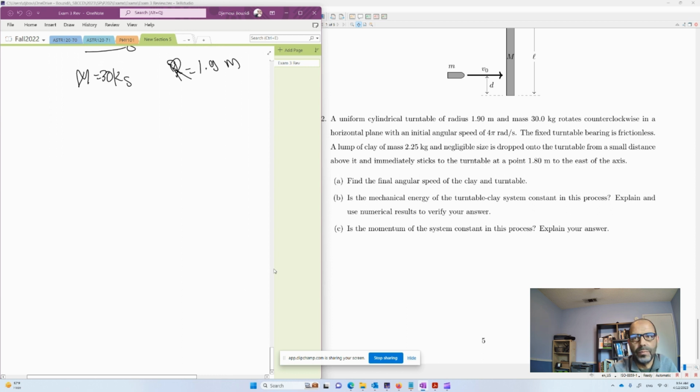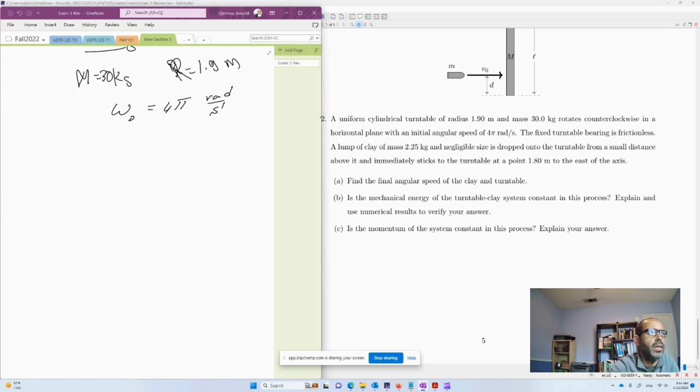Okay, good. This is some of the information that's been given to us. It's spinning counterclockwise in a horizontal plane with an initial angular speed, omega naught, which is 4 pi radians per second. That's the speed of rotation. The fixed turntable bearing is frictionless, so we're going to neglect friction.